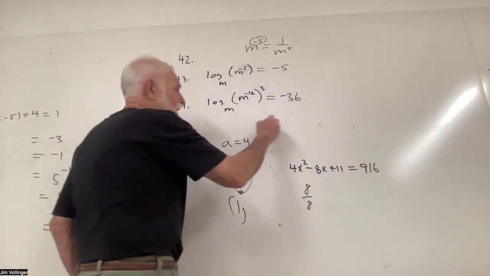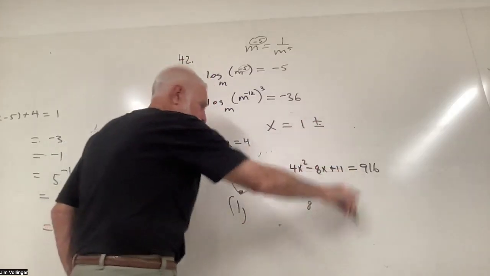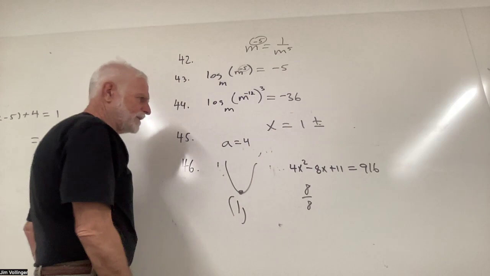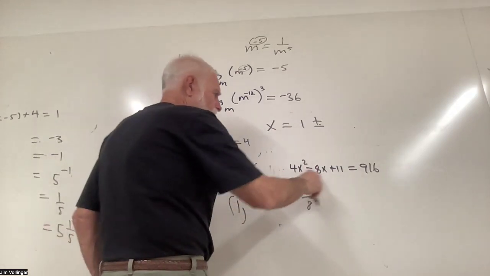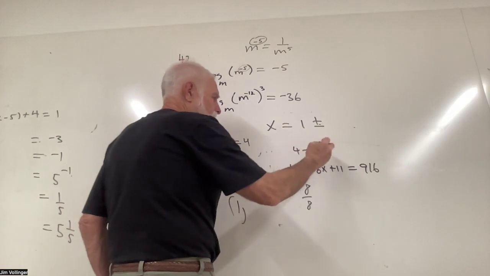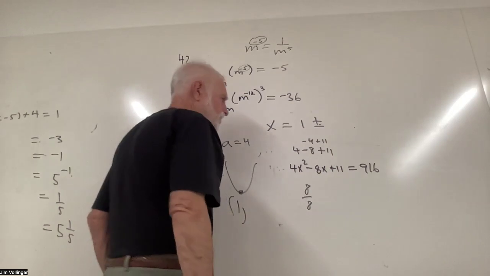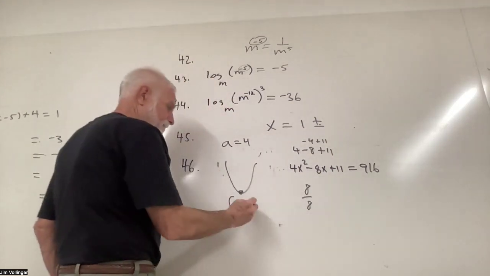And therefore, I know my x is going to move from 1, because 1 is not going to get me 916. But what's going to get me 916? Let's put a 1 in and find out. So 1, well, not going to get it. So that's 4 minus 8 plus 11. That's minus 4 plus 11, which is 7.